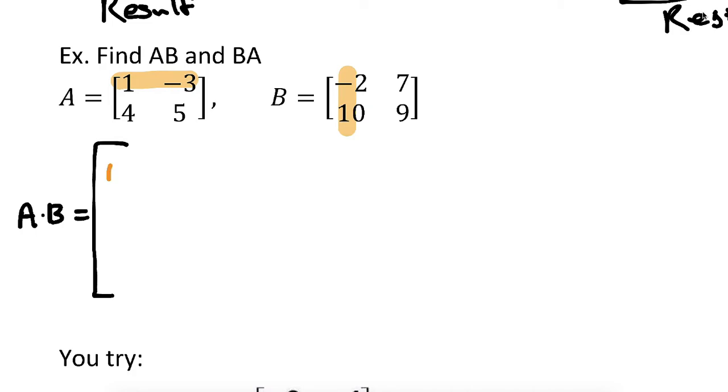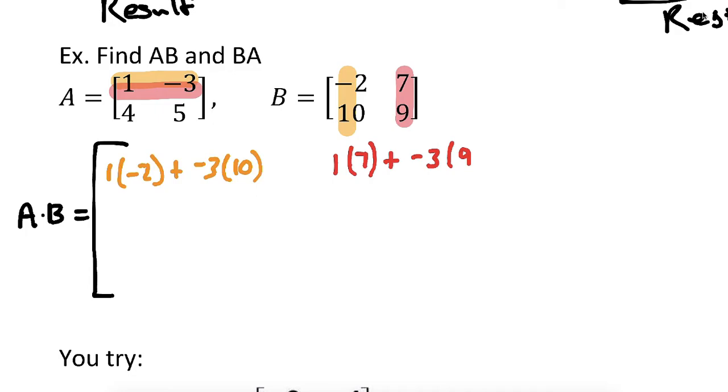So we have 1 times negative 2 plus negative 3 times 10. Now do the next one. Row times column. 1 times 7 plus negative 3 times 9.